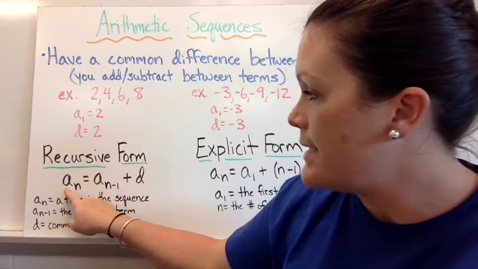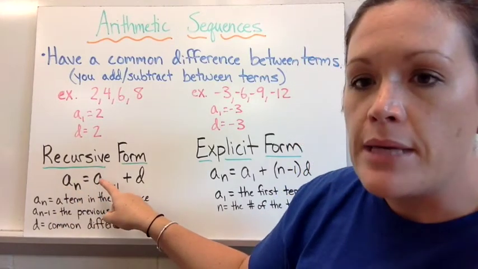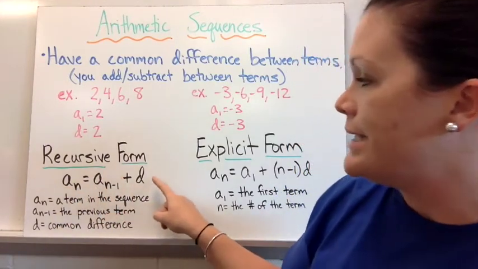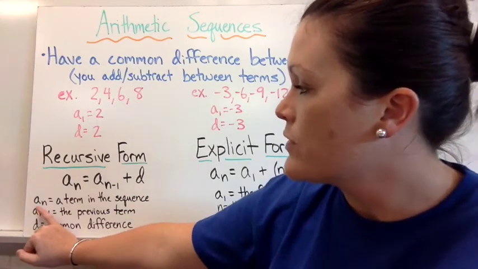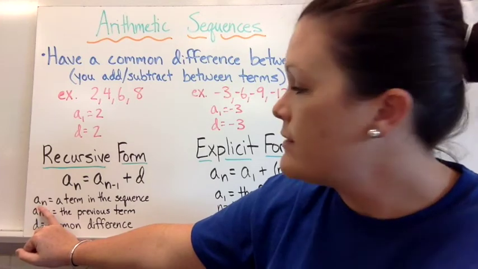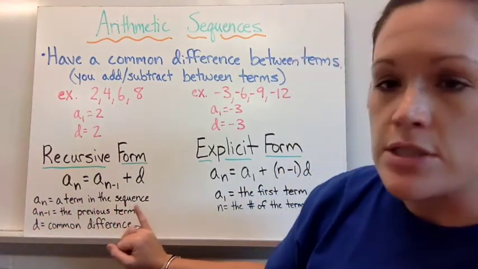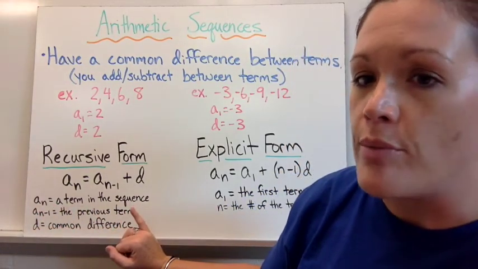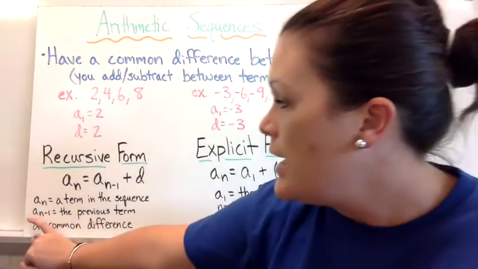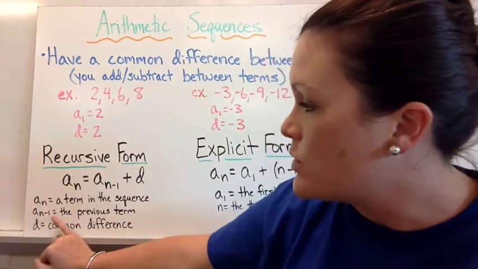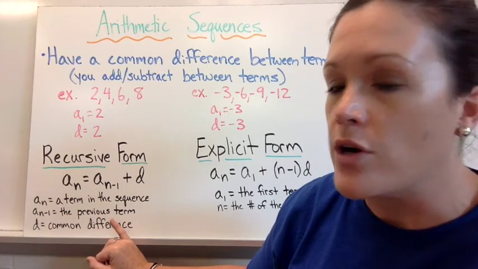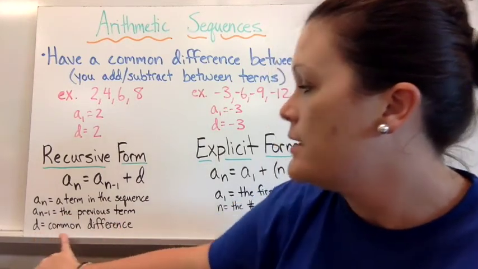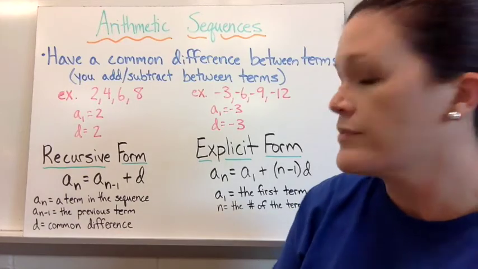Recursive form is a sub n equals a sub n minus 1 plus d, your common difference. So I've defined the variables down here, so you can add those to your notes. A sub n is a term in the sequence. We usually call that the nth term, the one we're talking about. A sub n minus 1 is the previous term, so it would be considered the one right before the one you're talking about. And d is the common difference.